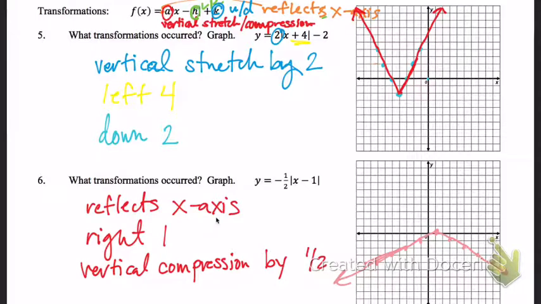So you plot your vertex, which means you just go right 1. You don't go up or down any. And then the slope of 1/2, since it's reflected, you're going to go down 1, and then to the right and the left 2. So going down 1 over 2 on each side. You just need to do it twice, maybe 2 or 3 times. Then you can connect the dots.